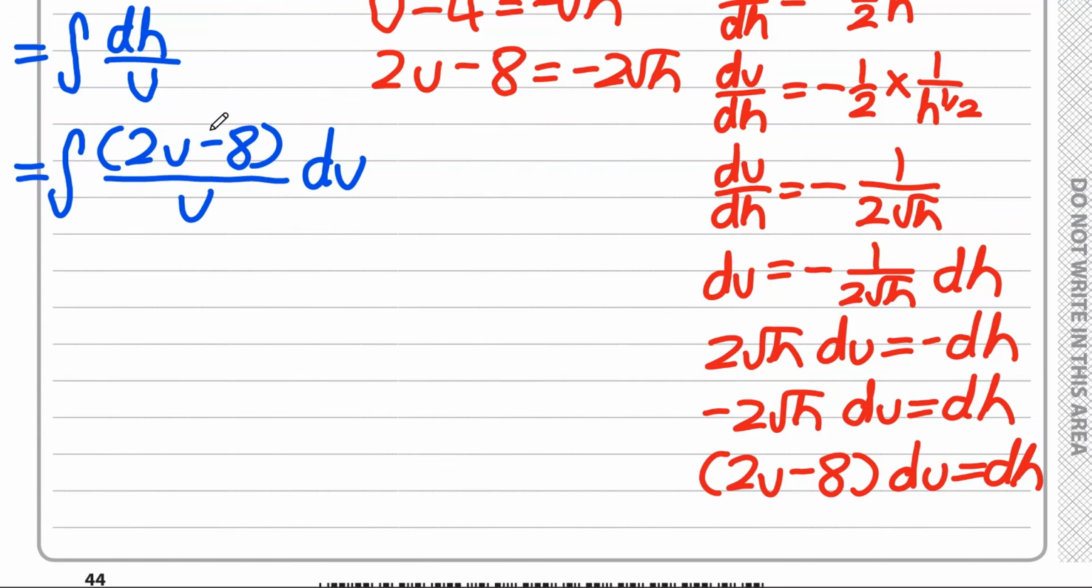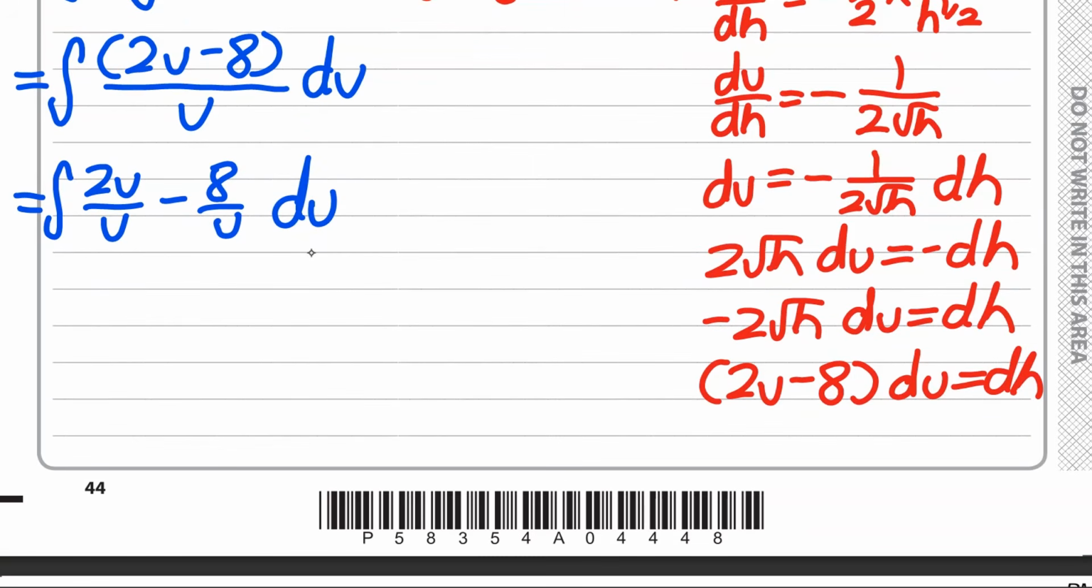So we have this fraction here. We've got 2 terms in the numerator and 1 term in the denominator. So we can split this up and write this as the integral of 2u over u minus 8 over u, and then du. So 2u over u, this u will cancel out with this u to leave us with the integral of 2, and then minus 8 over u du, like this here.